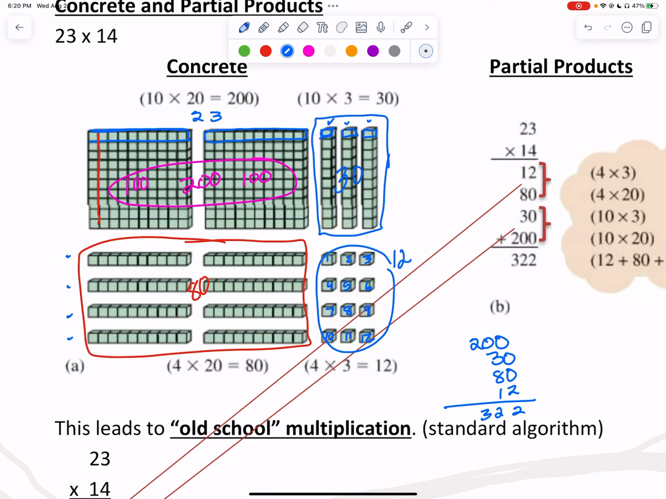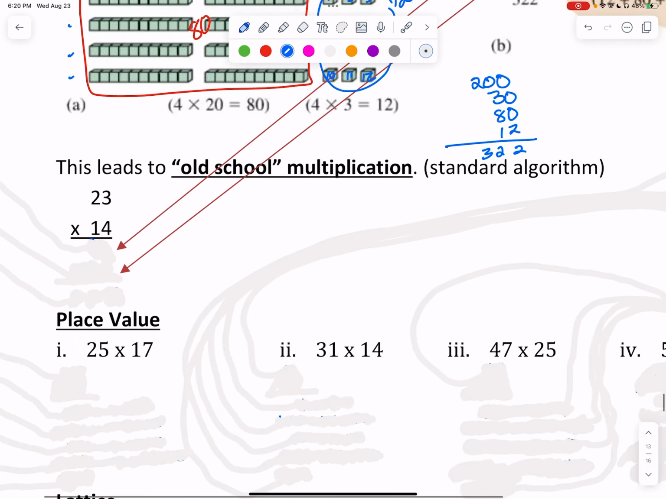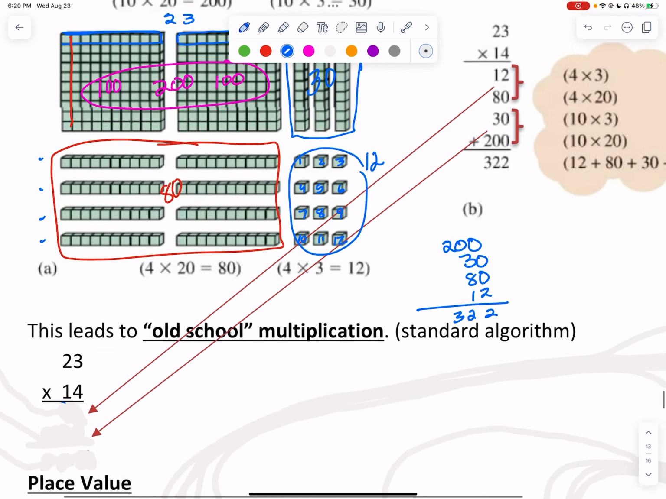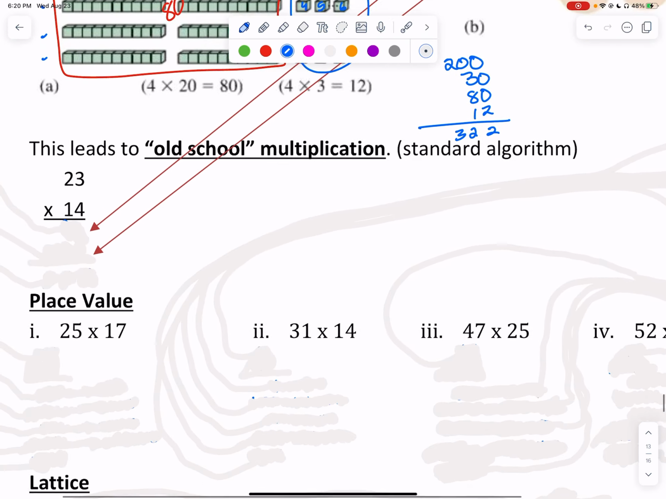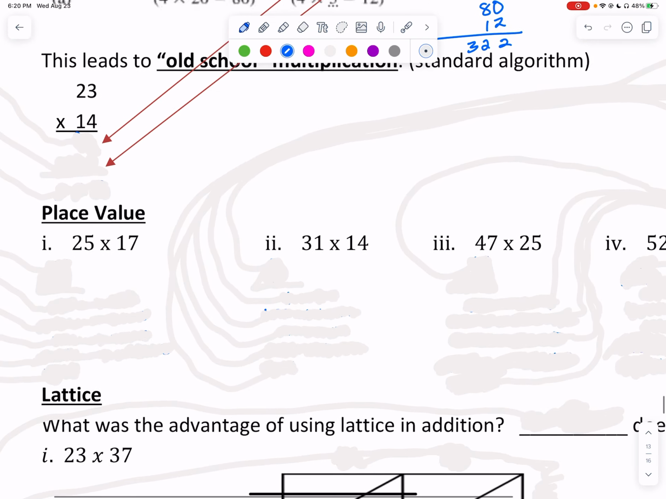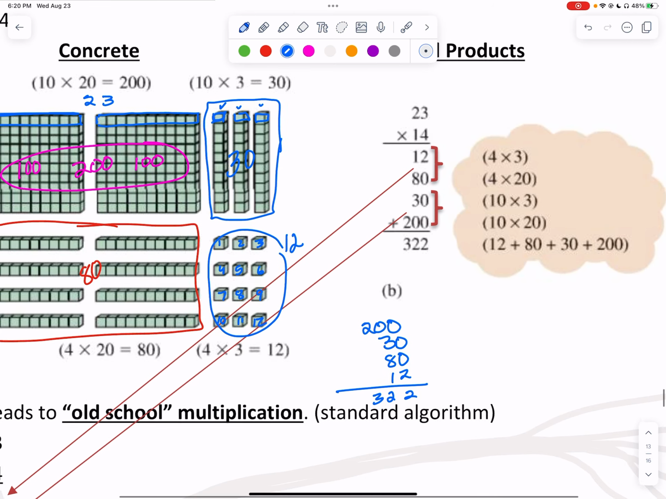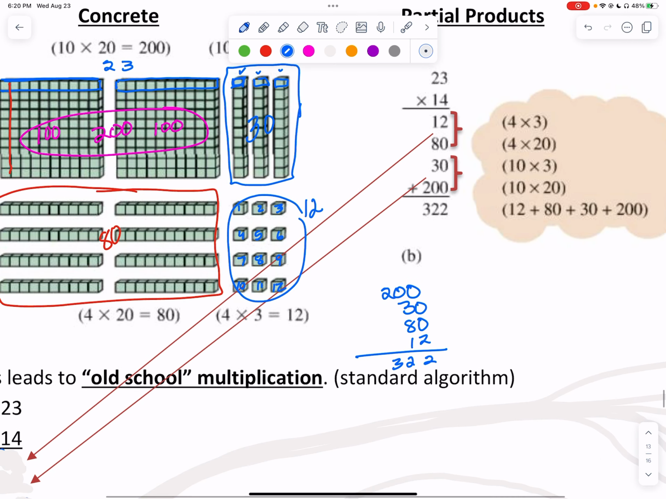Now, if I do partial products, I would get the same thing, okay? So let's look at the partial products, and we're going to do some more partial products. It could also be called place value. So that's this down here, the place value. So it's a good thing to look at, okay?